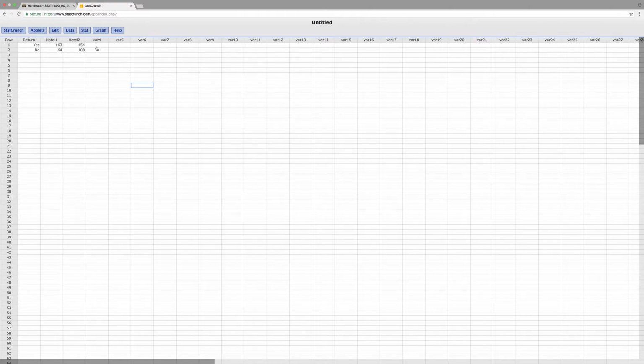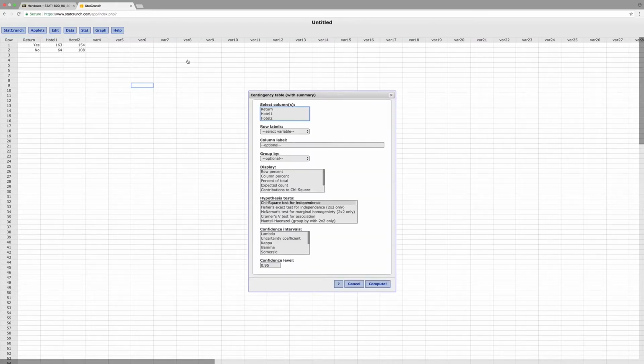So, guys, from here we're going to go to a familiar spot, and that is two tables. We're going to go to contingency, but now, instead of having our data like we did in the political party and beliefs about abortion problem, we have a summary and not the data. So select columns. My columns are going to be hotel one and hotel two, and my row variable is return.